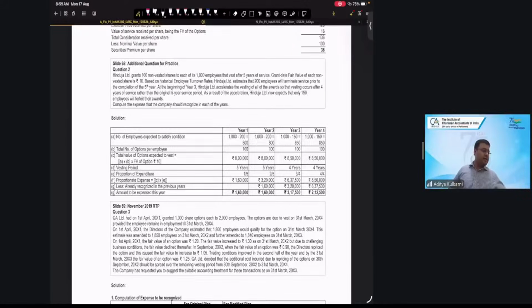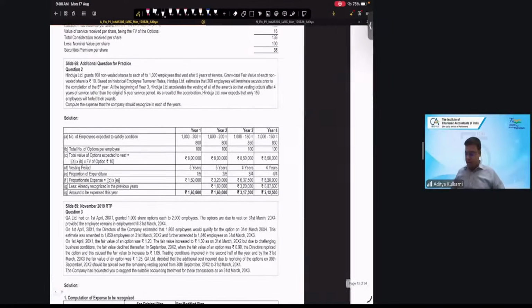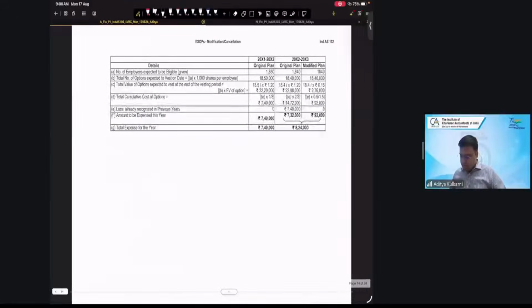So it will be treated as an accelerated vesting. So it is basically equivalent to shortening the vesting period. Okay. So now let us look at questions that deal with cancellation.